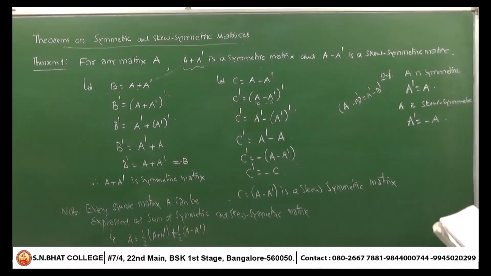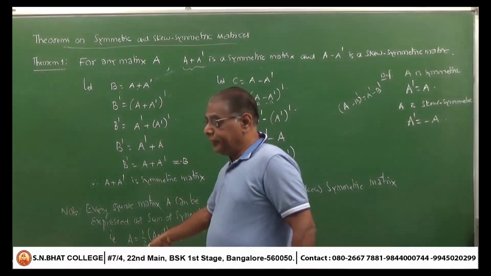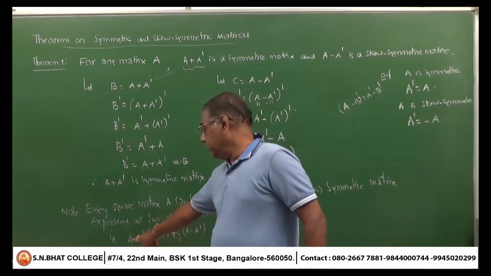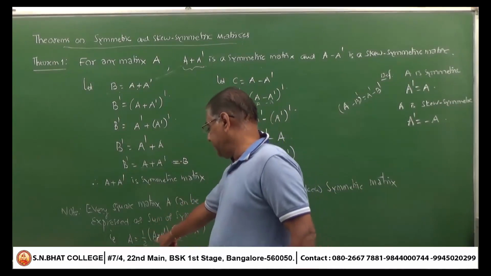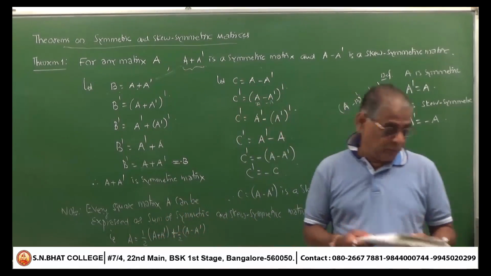Please remember this result. There will be a problem for 3 marks based on this. Every square matrix can be expressed as the sum of a symmetric and a skew symmetric matrix.